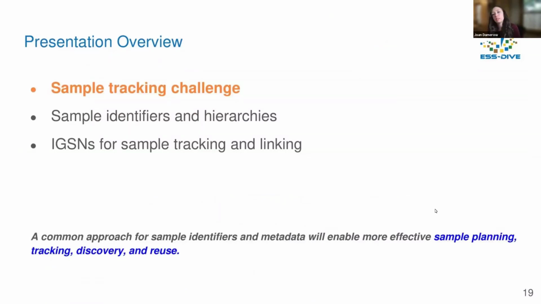So throughout the presentation today, what I want to do is introduce this general challenge that many projects were facing in sample tracking. We'll then review some common approaches for assigning sample identifiers and some of the more complex sample hierarchies that many multidisciplinary and interdisciplinary projects have, and then how we are starting to use IGSNs for sample tracking and linking across data systems. What we're doing is building the foundations for being able to have better tools for automatically tracking and linking related sample data.